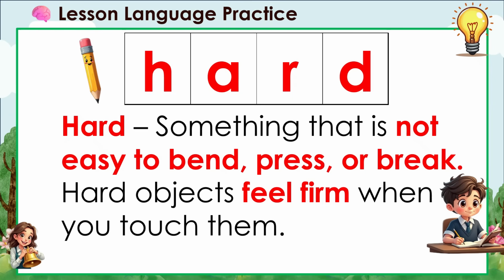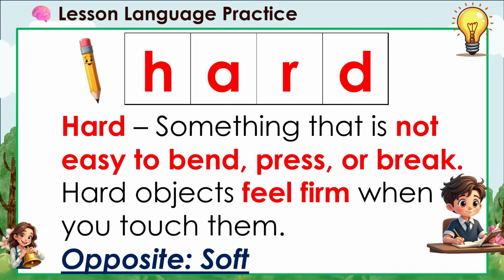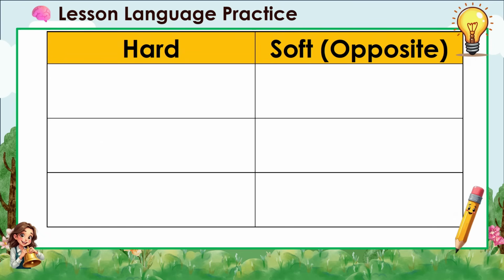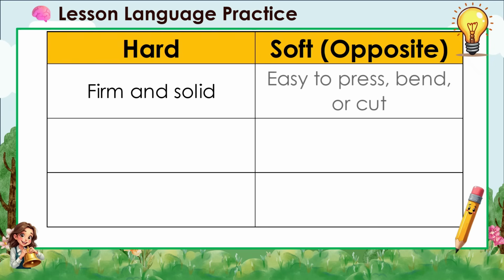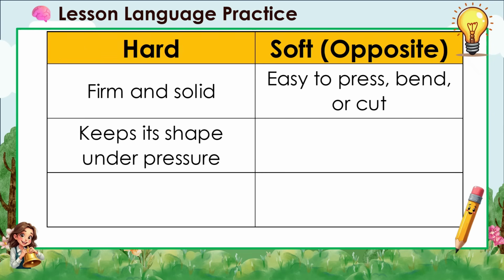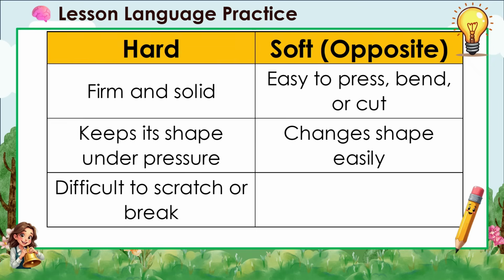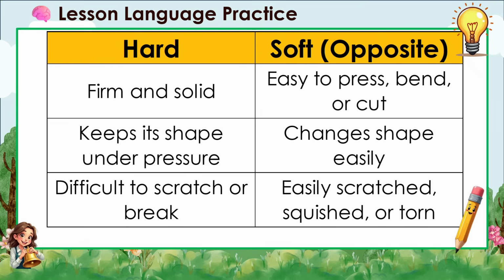Hard objects feel firm when you touch them. Opposite of hard is soft. For comparison, hard objects or hard materials, they are firm and solid. Soft are easy to press, bend, or cut. Hard materials keep their shape under pressure, while soft materials change shape easily. Difficult to scratch or break for the hard materials, and easily scratched, squeezed, or torn for the soft materials.